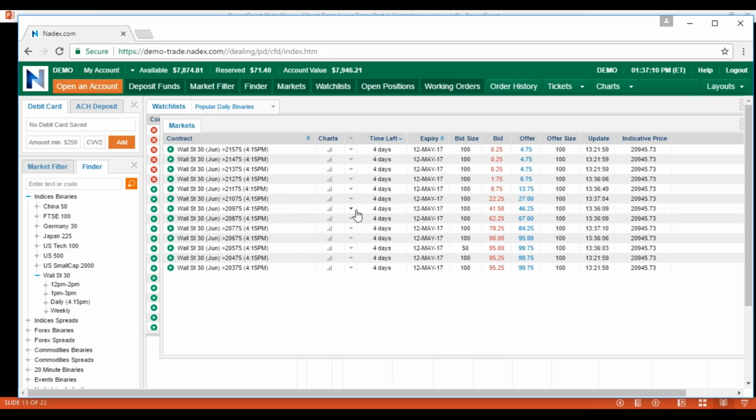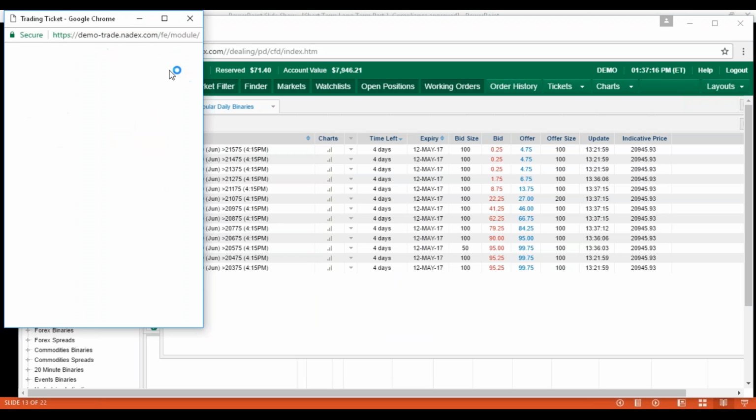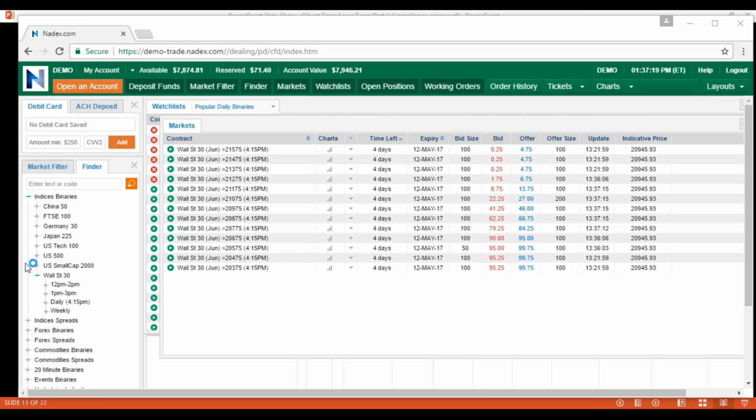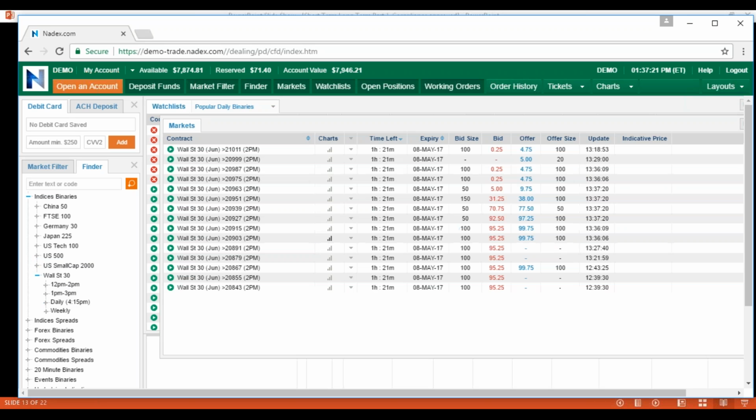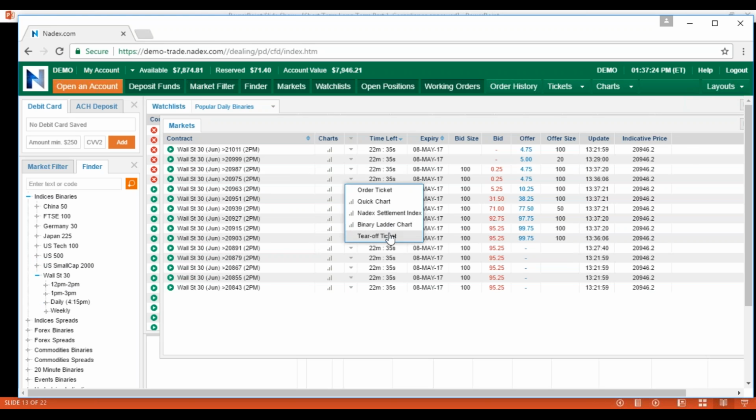Let me do this differently here. 975 tear off ticket. Okay. And 2 p.m. 975 tear off ticket.